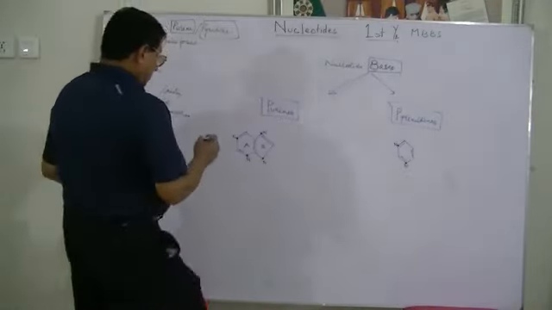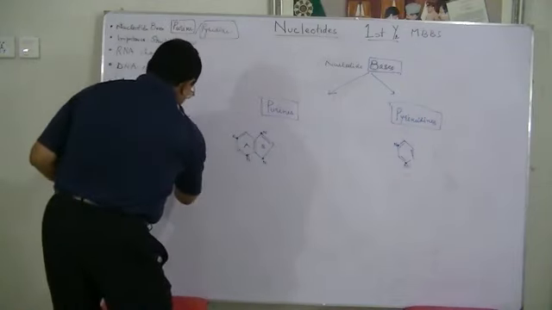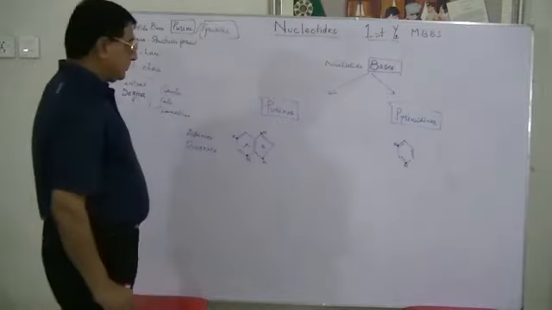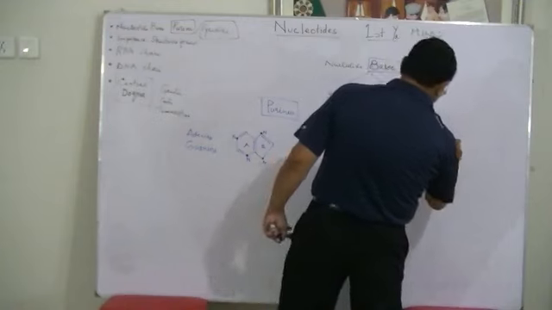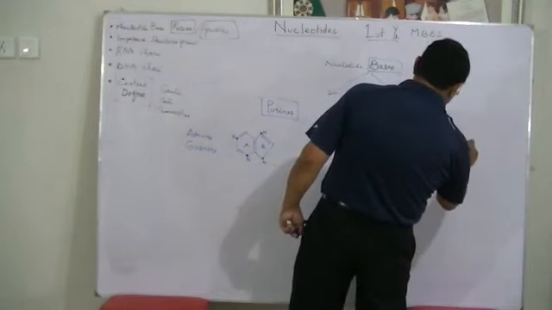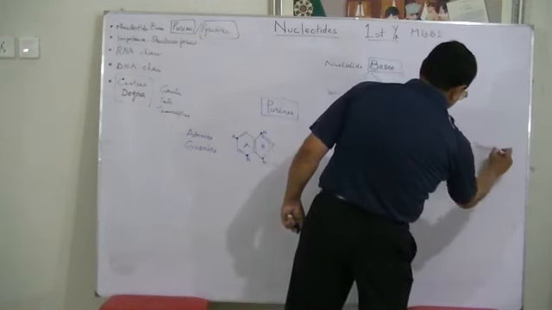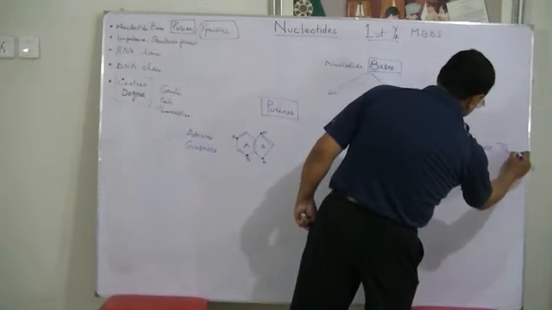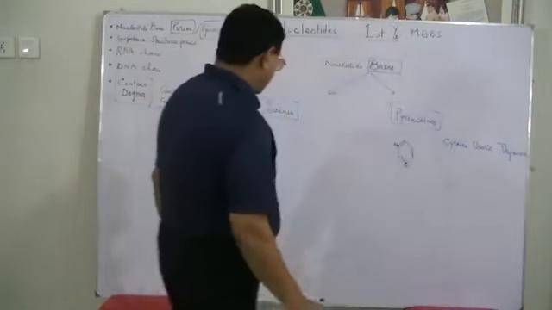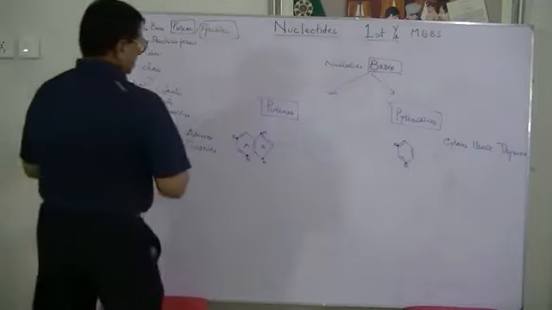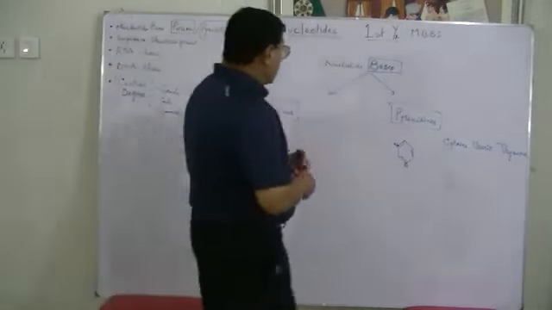Purines, they are adenine, guanine. Pyrimidines, cytosine, uracil, thymine. These are the bases. Nitrogenous bases.